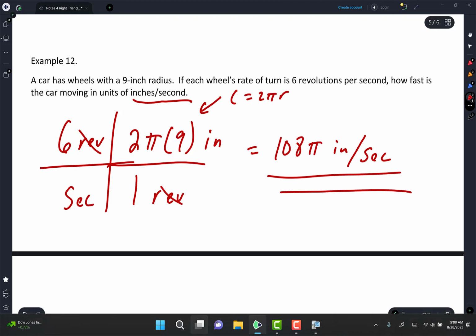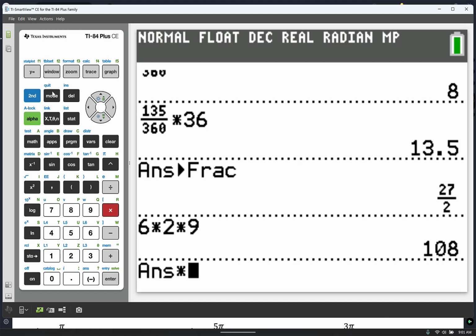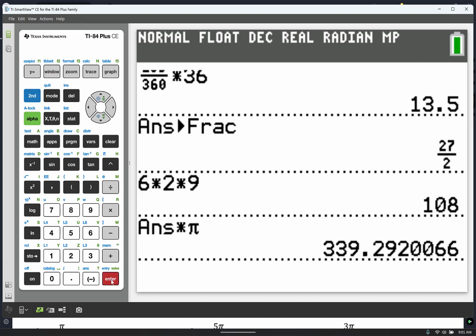Chav, I want to know what that is in actual units, because I don't know what pi is. All right, well, it's traveling 108 times pi, 339.3 inches per second. Whatever that many inches is per second. Cool or not cool?